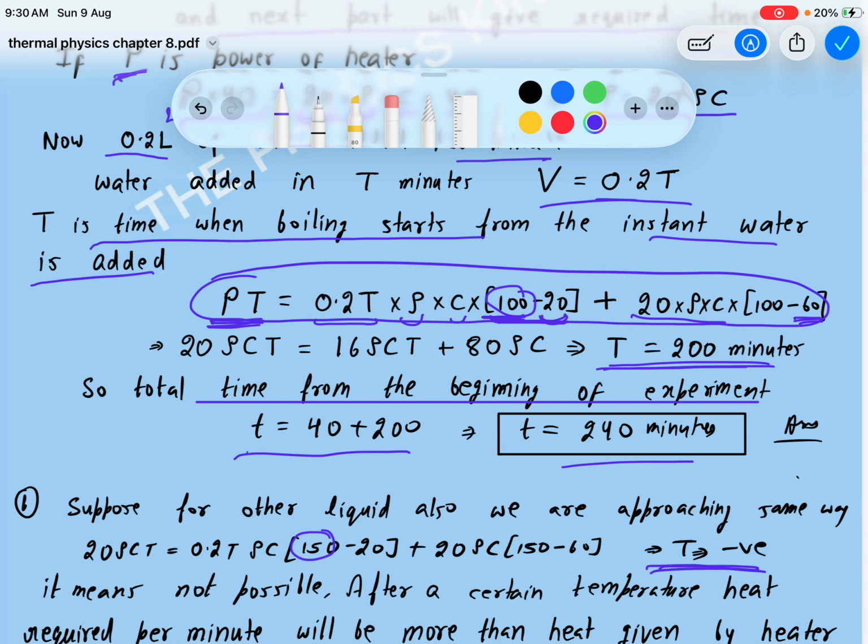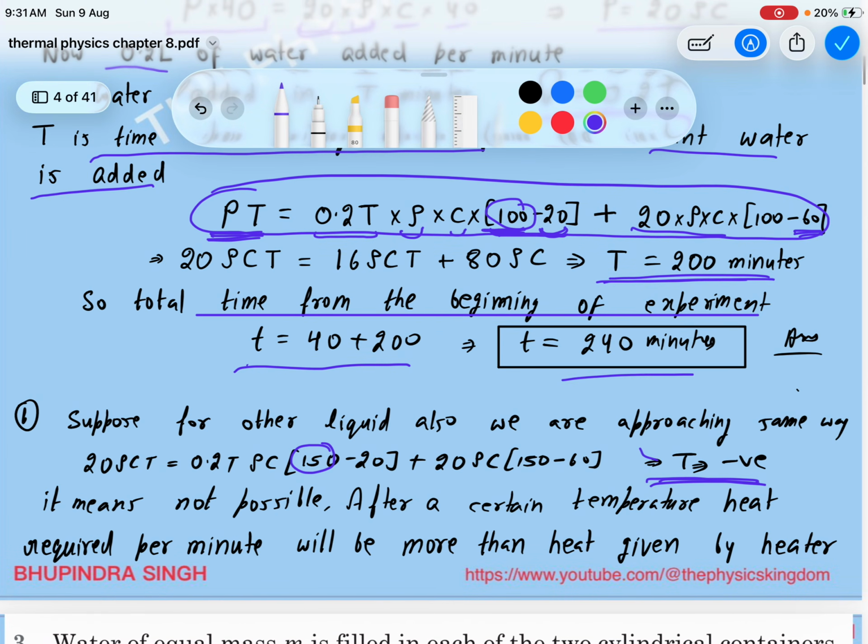So what does it actually mean, right? What is the physical meaning of this? It means after some time, when a particular temperature is reached, after that the heat required to further raise the temperature is more than how much heat is supplied by the heater. Because water you are continuously adding at the same 20 degrees Celsius temperature only, and heat supplied by the heater is constant, right? So it is possible that after some temperature, the heat requirement exceeds what heat you are supplying. Okay, so that's why we are getting temperature negative.